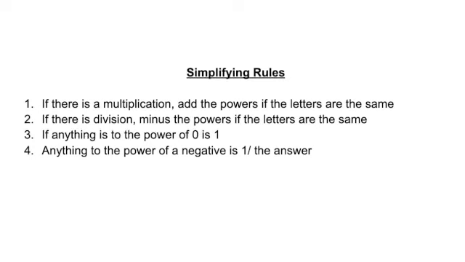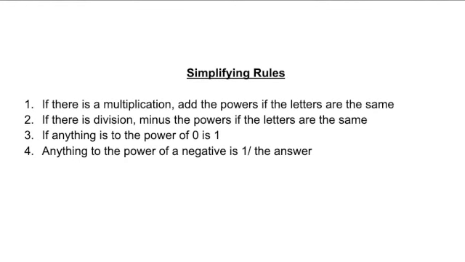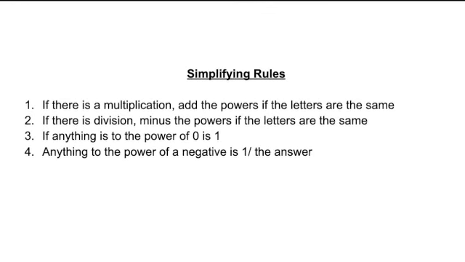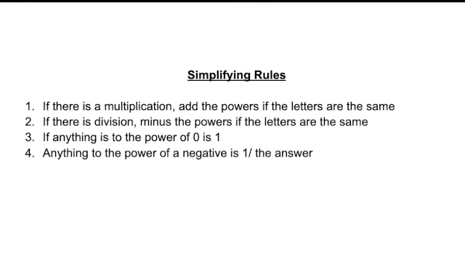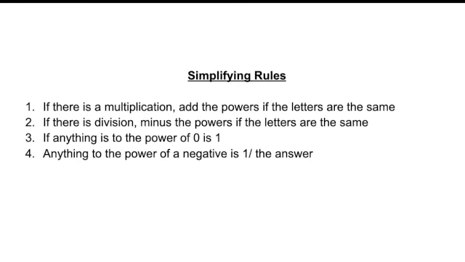So starting off, we have the rules. These are the simplifying rules. I'd recommend you make a note of these, as we will be referring to them as we go through the lesson, and in terms of what we're going to do with each question. For example, with rule 1, if there's a multiplication, you have to add the powers if the letters are the same. So let's say it's the same letter, s to the power 3 times s to the power 4, that would be s to the power of 7.